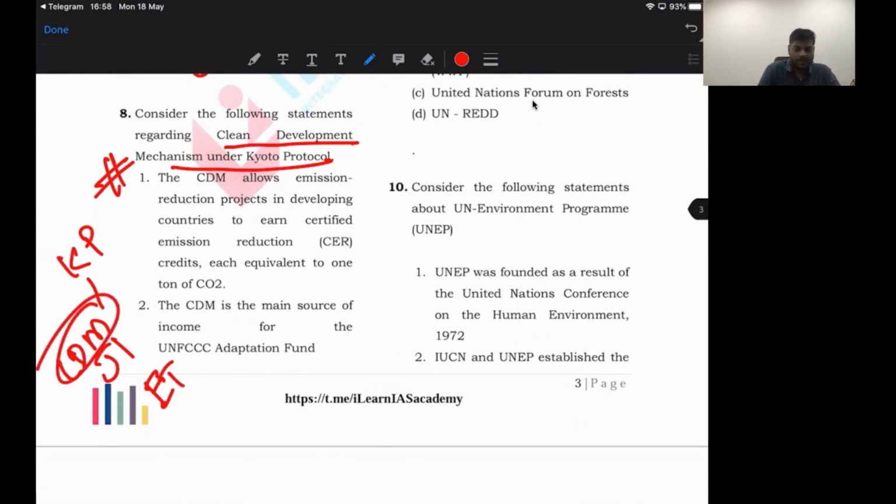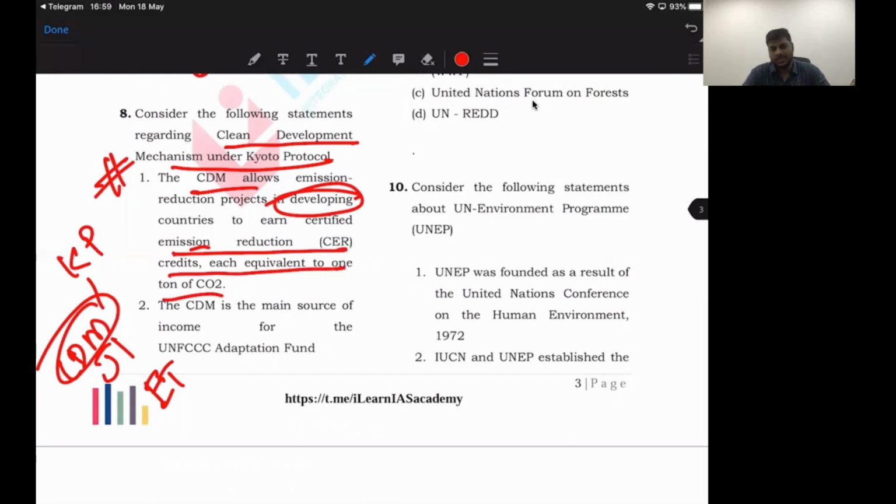So the CDM allows, look at the statement, emission reduction projects in developing countries to earn certified emission reduction credits, each equivalent to 1 ton of CO2. So that's how the mechanism of CDM works. If a developed country implements a clean energy project in a developing country, it allows emission reduction projects in the developing country.